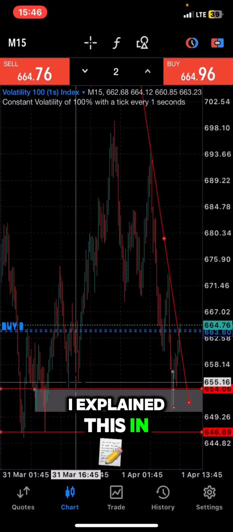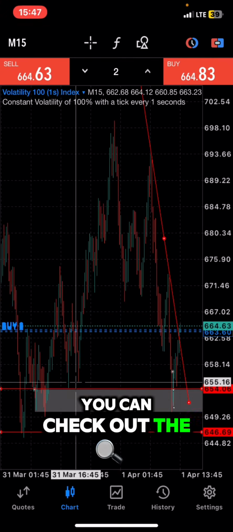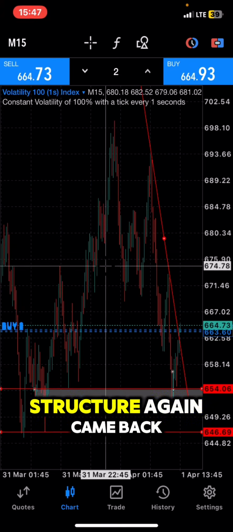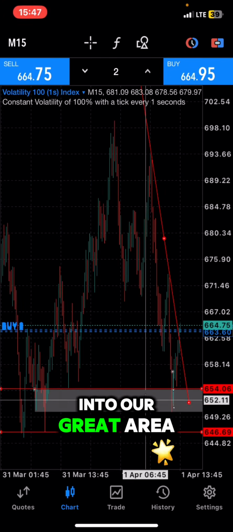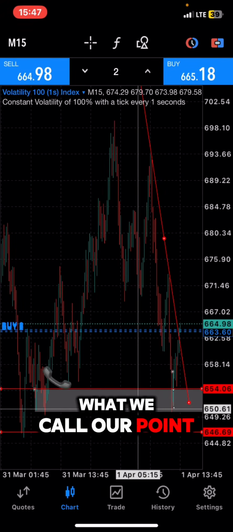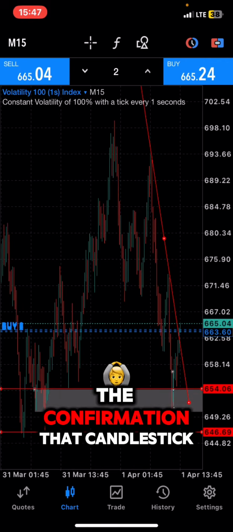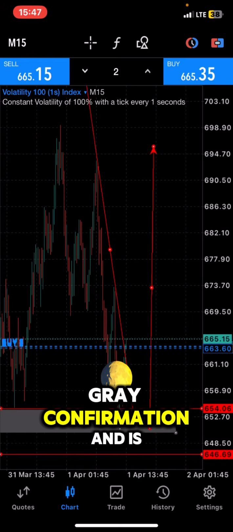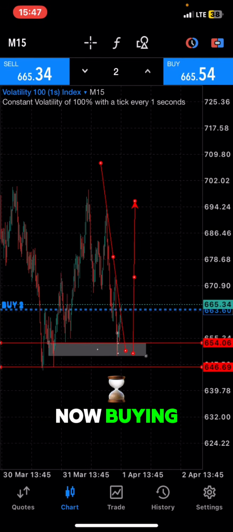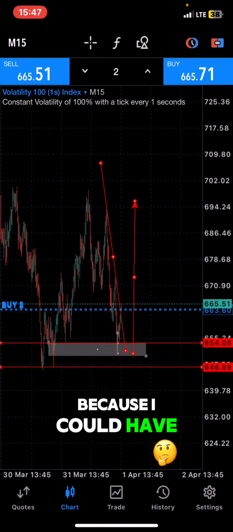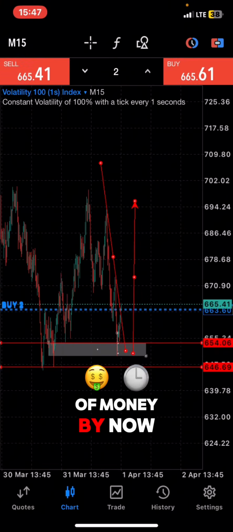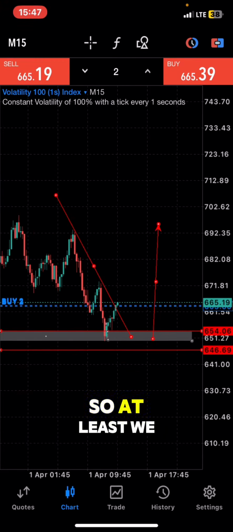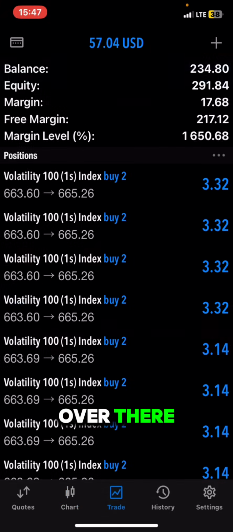I explained this in my other YouTube videos. You can check out the playlist, right? And then it broke structure again and came back into our gray area. Our gray area is what we call our point of interest, and it gave us the confirmation, that candlestick over there that I have marked out in gray, confirmation, and it's now buying. This kind of hurt because I could have been up a lot of money by now, but we take the breakout. It's now on the breakout, so at least we have a little breakout structure over there.